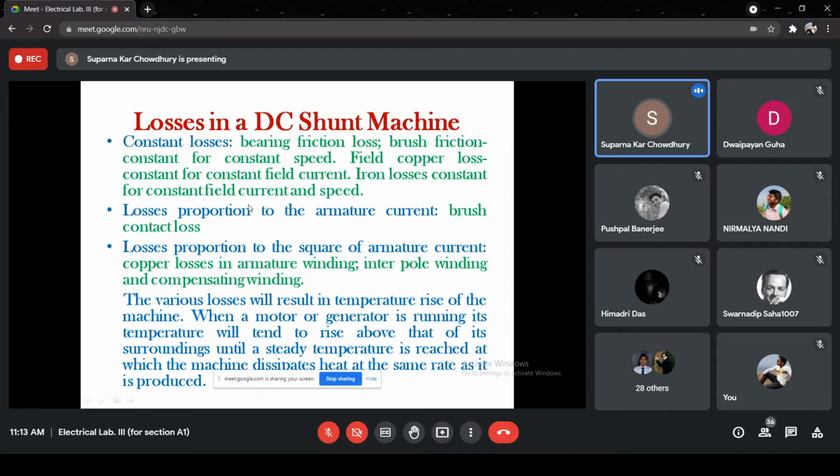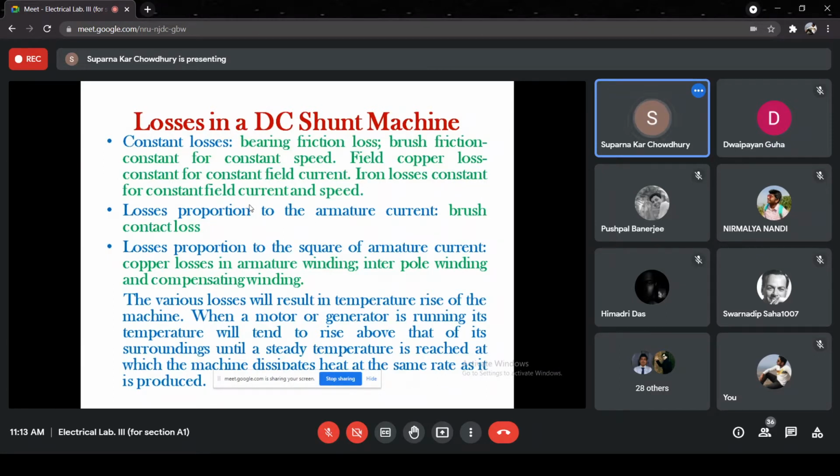Besides that, a few other losses you can keep constant if the speed is constant, like the bearing friction loss and brush friction loss. These are constant if the speed is constant. Basically, these losses are speed dependent, not dependent on voltage or the current of the machine. Then the field copper loss; I am discussing from the point of view of a DC shunt machine. So the different losses we have in a shunt machine, what we have discussed, are the armature copper loss, the field copper loss, then the core loss, brush friction loss, windage loss, and the bearing friction loss.